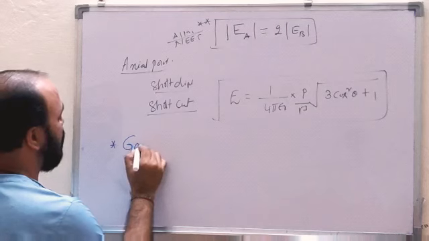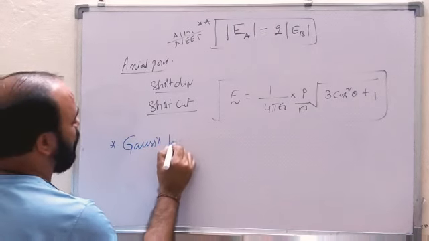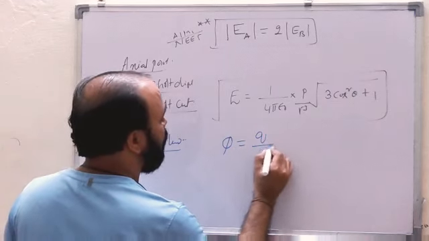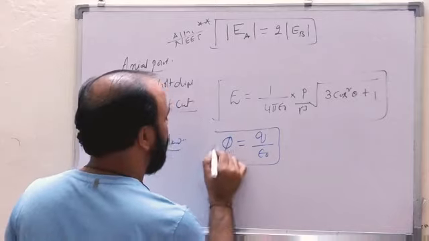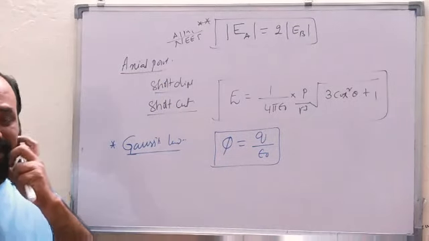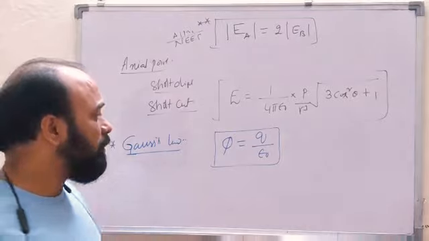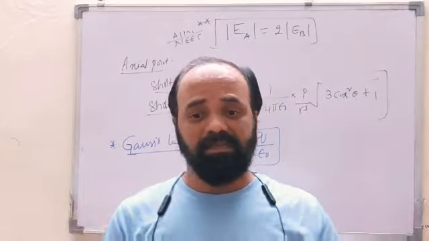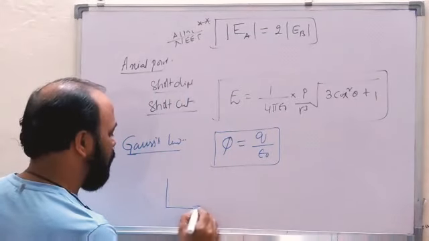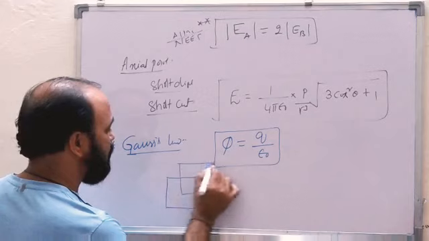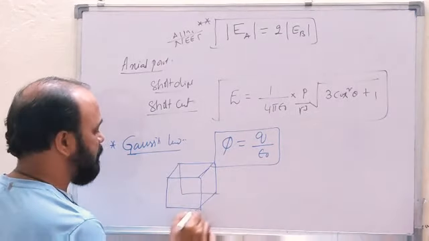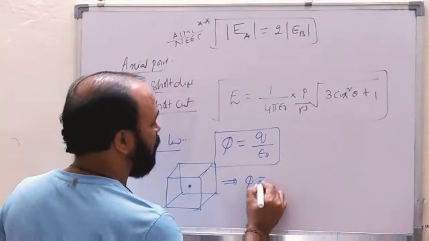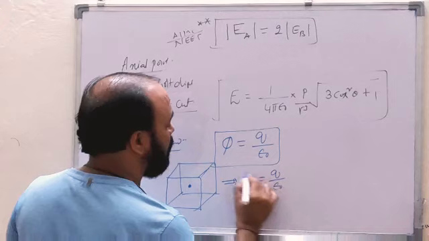Next one is Gauss law. Gauss law, we know that flux is equals to Q by epsilon naught. For this I will tell one shortcut. Gauss law is applicable for only closed surfaces. Means if you take one cube like this, a charge is placed at the center. If they ask total flux, it is equals to Q by epsilon naught.